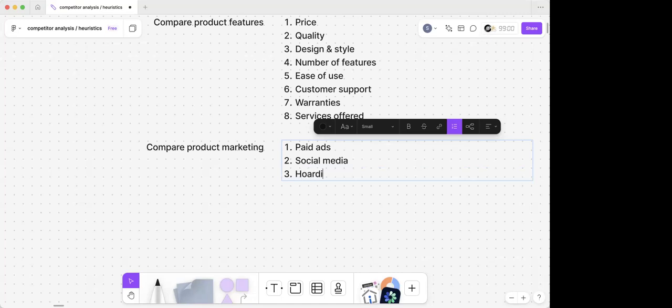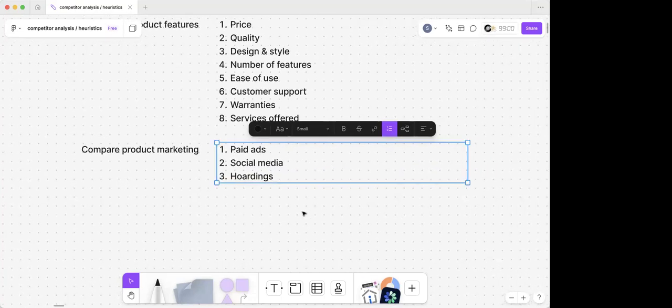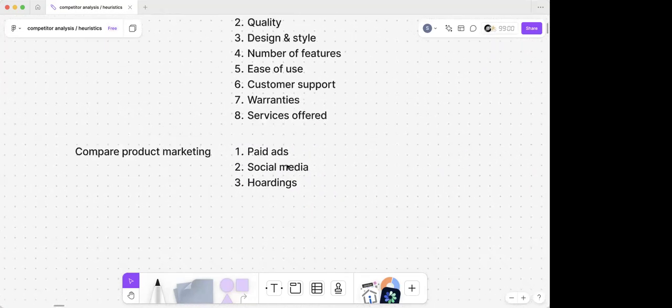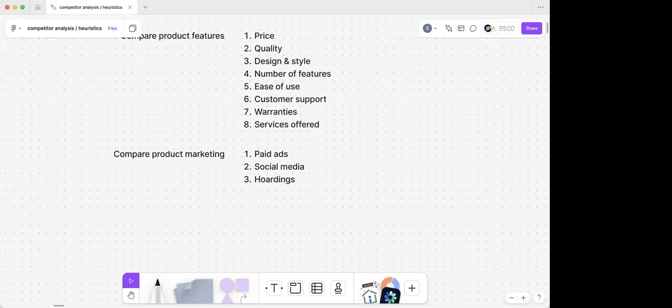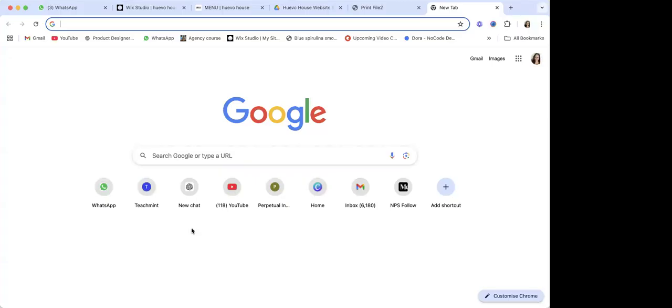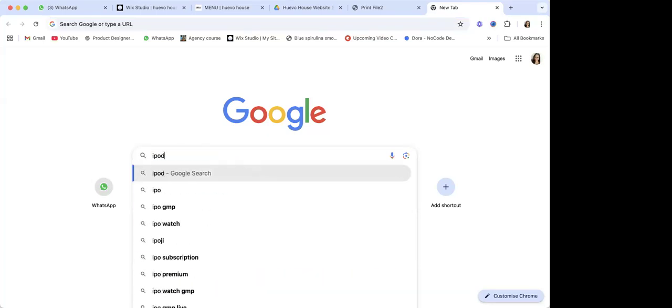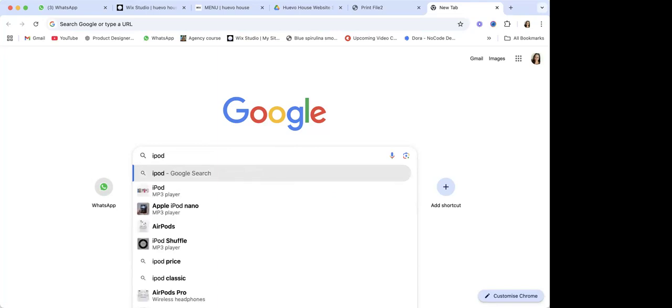Then we have hoardings, right? So you just have to understand what kind of marketing strategies your competition is using. So for hoardings, one of the interesting hoardings, or marketing strategies, I have seen was of iPods.